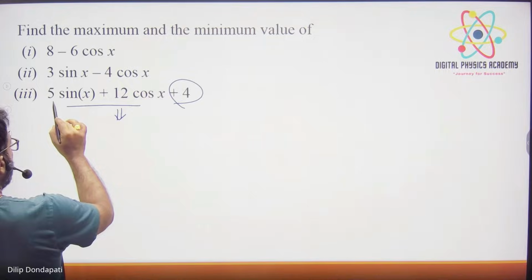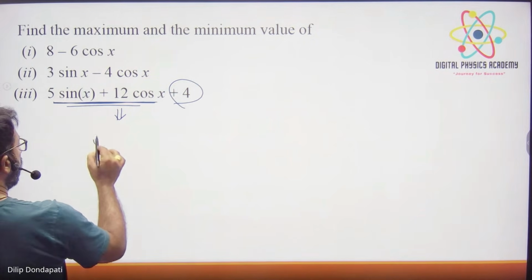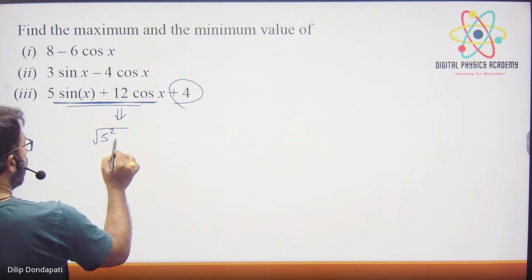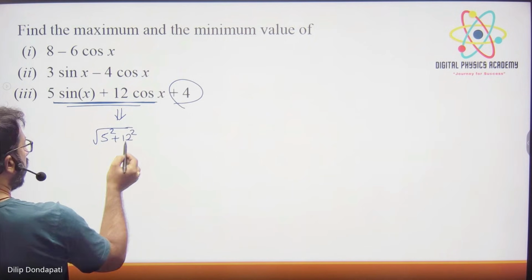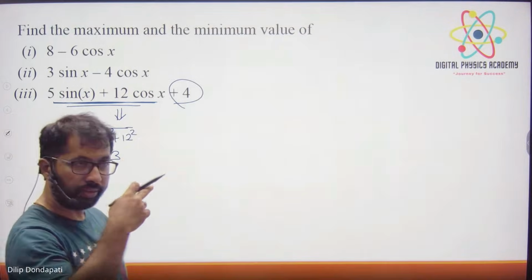See, first you apply the formula. A sin x plus b cos x will be how much? Root of a square plus b square. So 5 square plus 12 square. So 144 plus 25, 169, which is 13. Sir, can't you do it like normally? See, that's why, when I'm telling you, you are not listening.